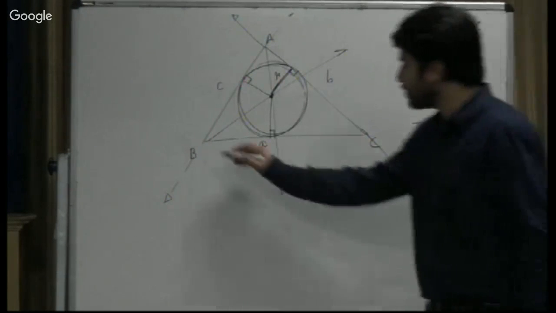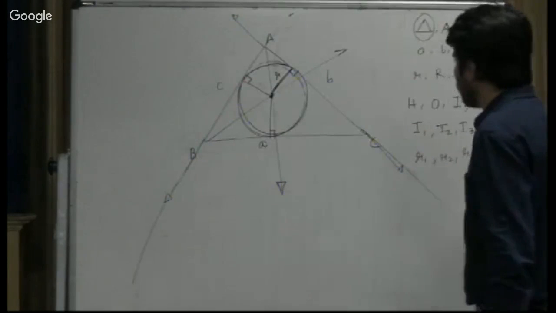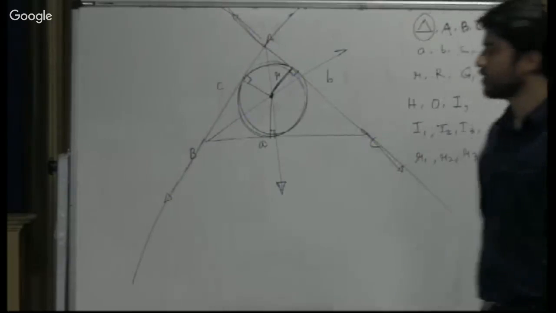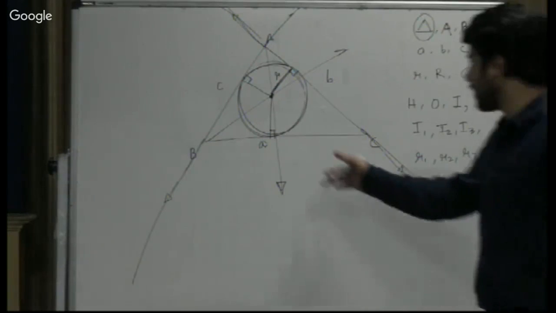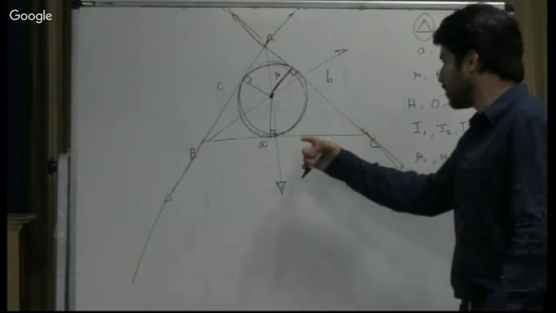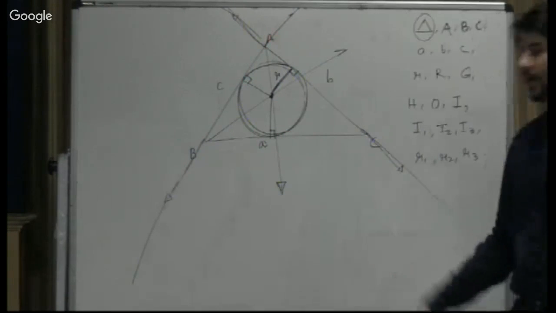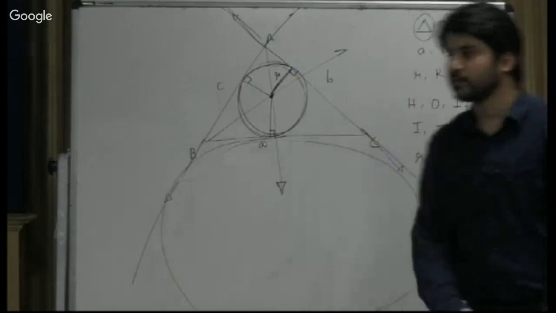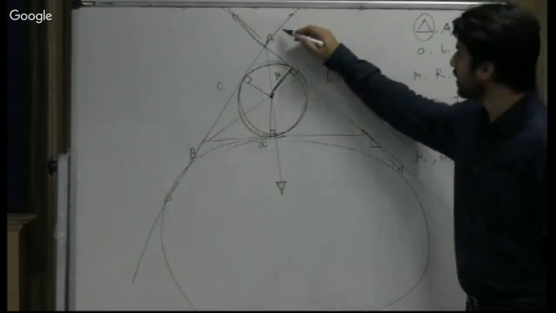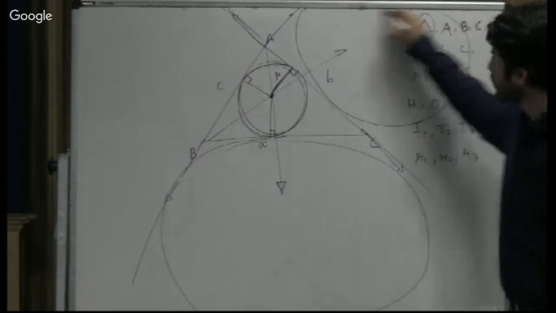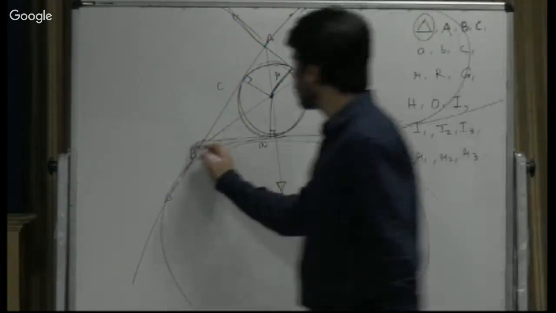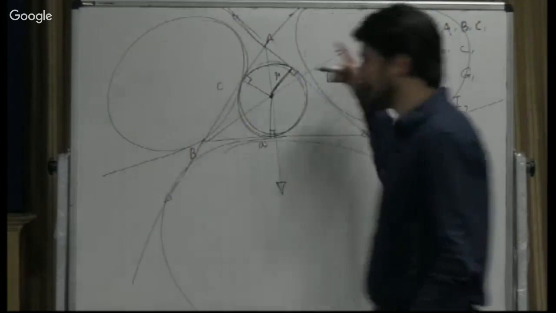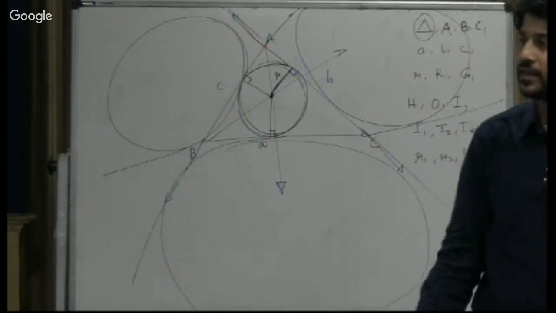Now if you observe, you can have more circles. If I draw a circle which has this line and this line as tangents, that would be the excircle, right? Similarly, you will have something like this and something like this. So you have these three circles. These three circles are basically excircles.